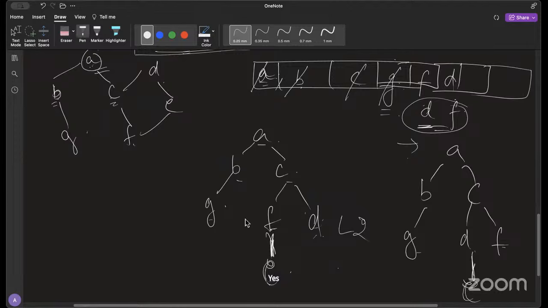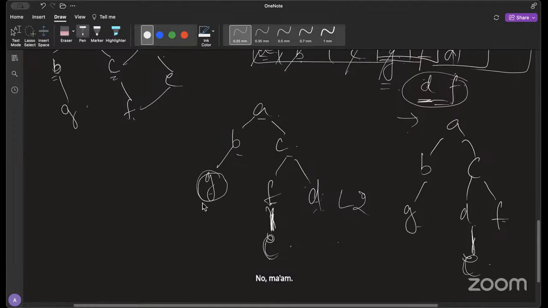No, ma'am. Because I started exploring G first, and when I got done with G, then I came to F. If E was under G, then I should write E here. And I've written it here, right? So go by this order.